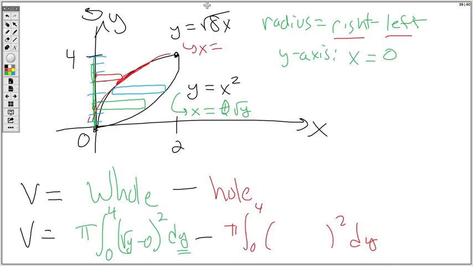What would I have to do to get rid of the square root? Square it. What would I have to do to get rid of the times 8? Divide by 8. So right minus left would be y squared over 8 minus 0. And so that would be my volume.